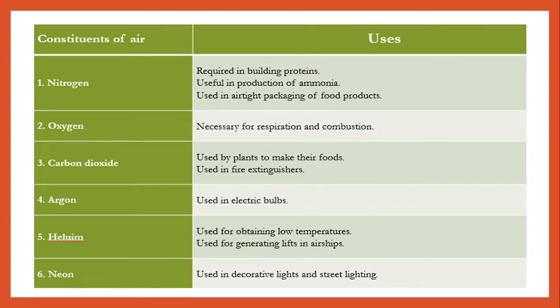Oxygen, next one. Necessary for respiration and combustion. We know that oxygen is necessary for our respiration and for combustion also. Third one, carbon dioxide. Carbon dioxide is used by plants to make their food. Plants use the carbon dioxide and prepare food. And carbon dioxide can be used in fire extinguishers.